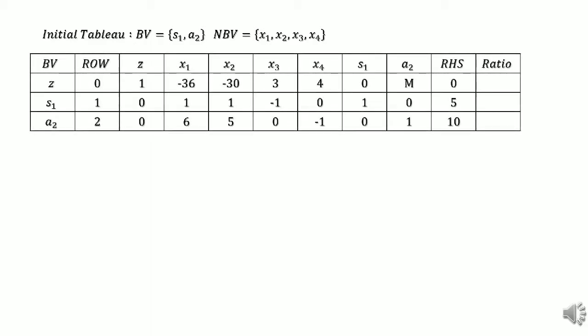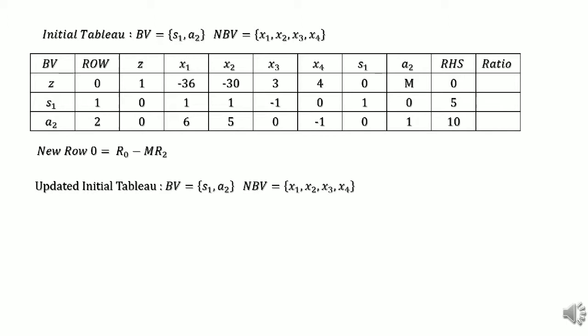We need to write the initial Tableau based on the Tableau form. So, the initial Tableau will be like this. Remember that all basic variables must have 0 coefficient in row 0. To eliminate A2 from row 0, simply replace row 0 by new row 0. Then, the new row 0 is row 0 minus row 2. We write it into the updated initial Tableau. Row 1 and 2 remain the same as before.